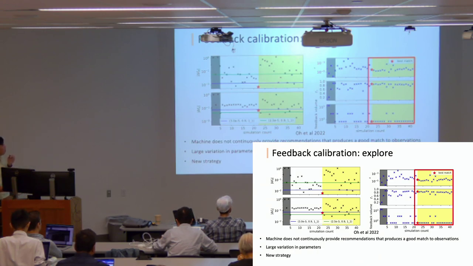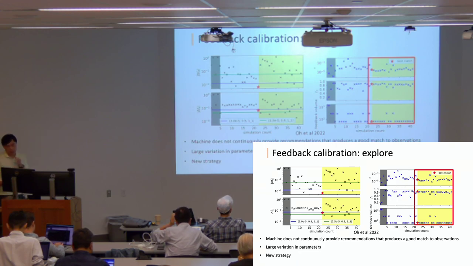But if we look at the input parameter space, this on the left here is the output parameter space, which is how well it matches the observation. If you look at the input parameter space, after it found the best match to the observation, there's a huge variation in the parameters. So the machine doesn't continuously provide recommendations for a good match to observation. And so we wanted to try a strategy where the machine can find an optimal and zoom in on this optimal to find potentially a better match.